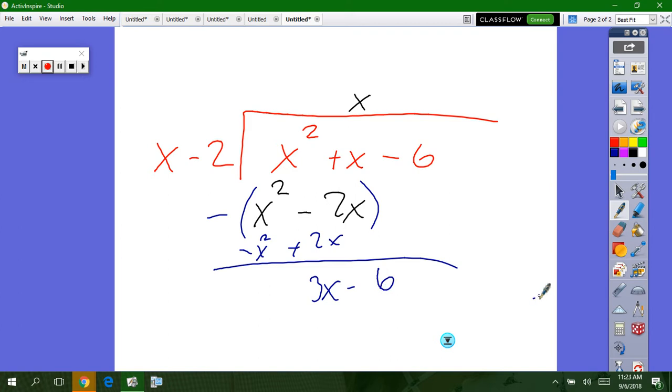Okay, then I'm here. And then I say to myself, what is x going into 3x? Positive 3, right? It takes me a positive 3 to get there. So I get 3x minus 6, but remember I'm subtracting this, so what do I do? Switch the signs. That's all it really is, just switching the signs.